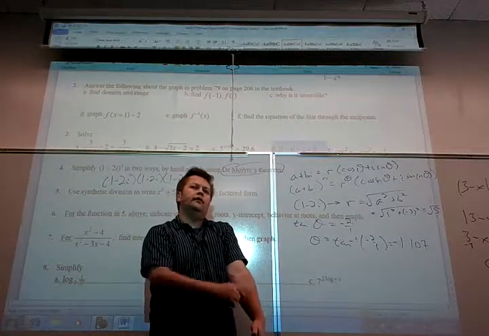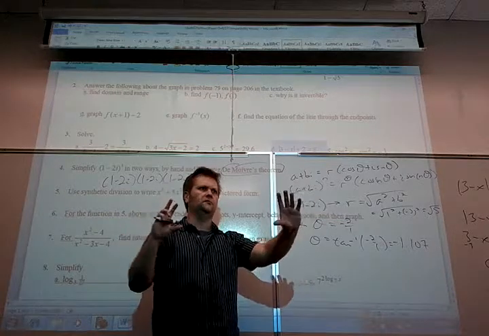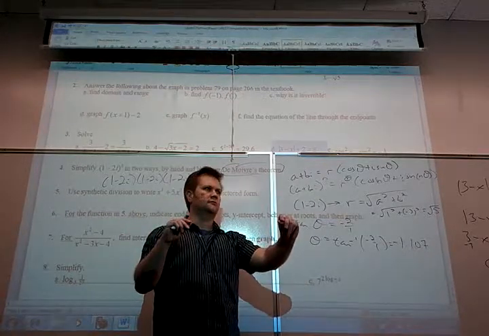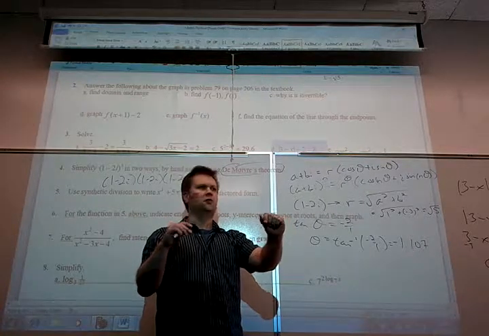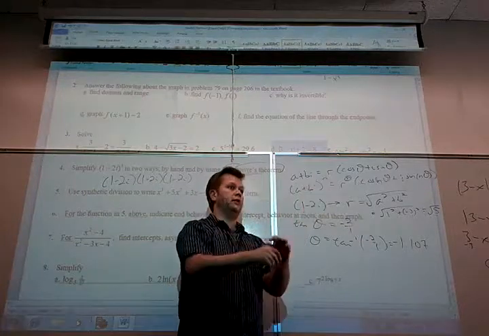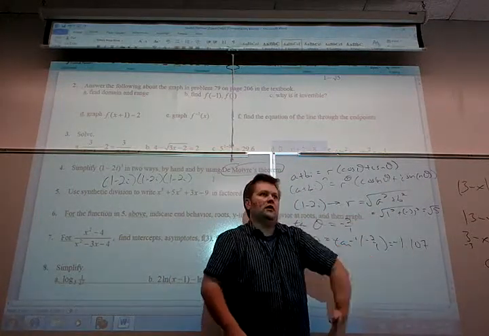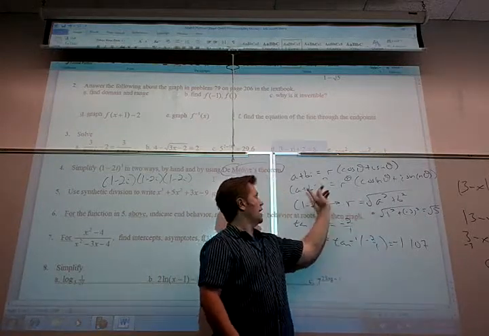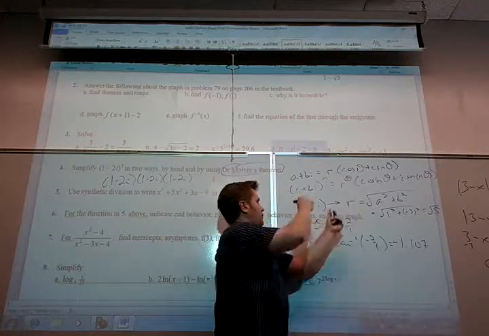Pi over 2 is what? What's pi over 2 in decimal form? 1.57, right, roughly. It's 3.14 divided by 2. So this is not quite that. So it's in the 4th quadrant. I know this is in the 4th quadrant. That's where I want to be, so I can leave that alone. So how do I write this now in this form?